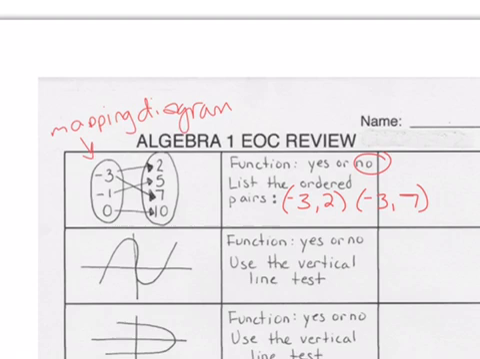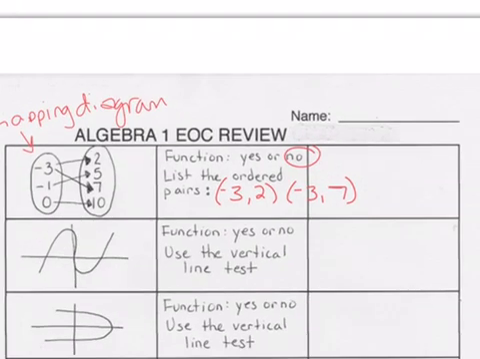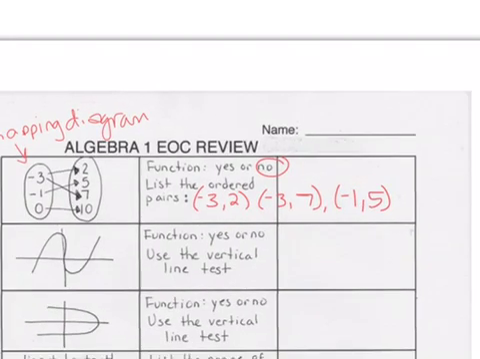Okay, so -3 is also matched up to 7. And then from there, I can see that -1 is paired with 5 and 0 is paired with 10. We do have a repeating x value, so that's not a function.